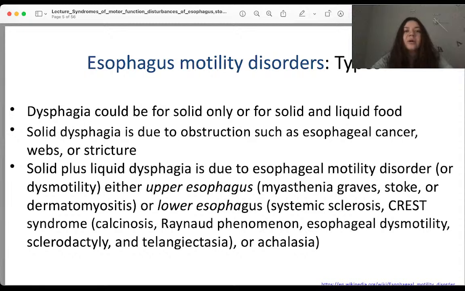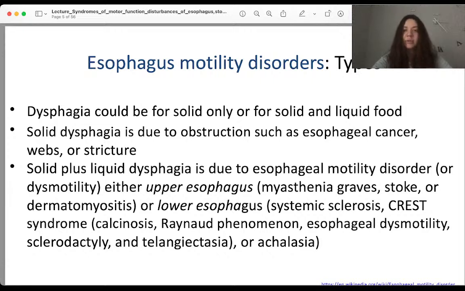Types of motility disorders of the esophagus. Dysphagia could be for solid only, or for solid and liquid foods. Solid dysphagia is due to obstruction such as esophageal cancer, webs, or stricture. Solid plus liquid dysphagia is due to esophageal motility disorder or dysmotility, either of the upper esophagus, myasthenia gravis, stroke, or dermatomyositis.